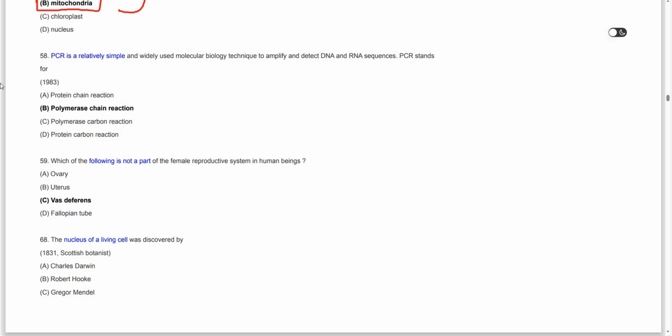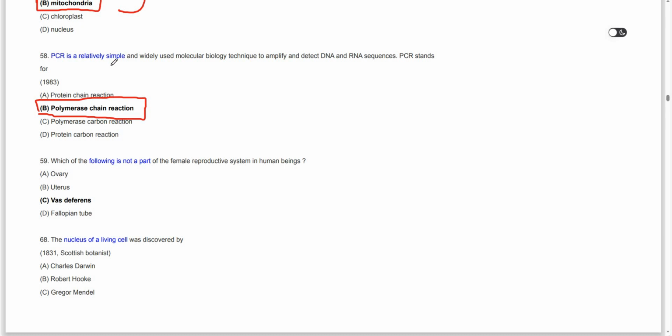Then moving on to the next, PCR is a relatively simple and widely used molecular biology technique to amplify and detect DNA and RNA sequences. PCR stands for what? Polymerase chain reaction.